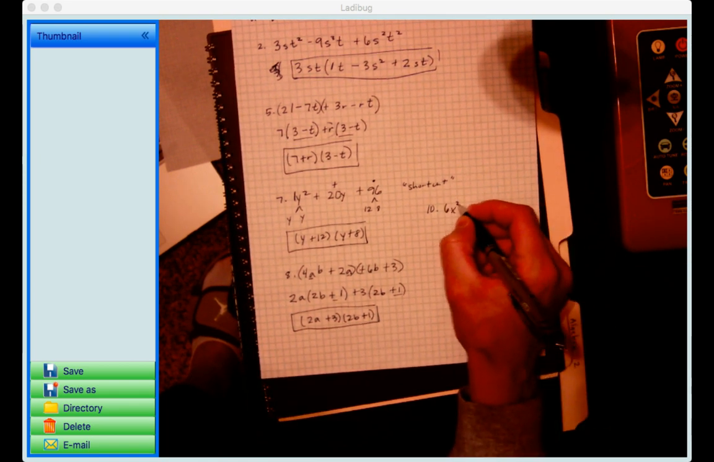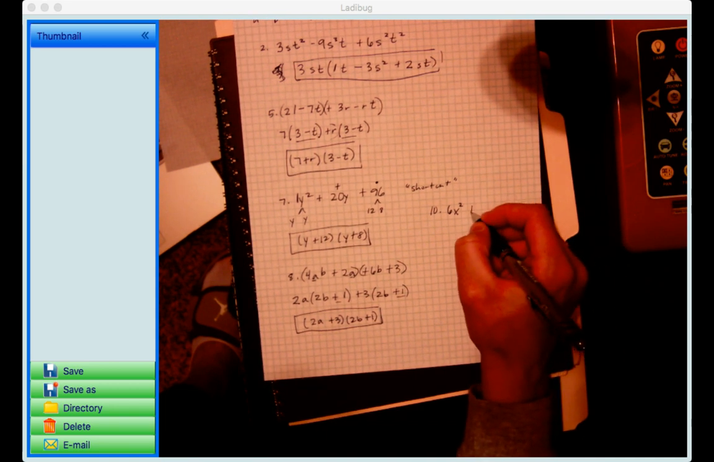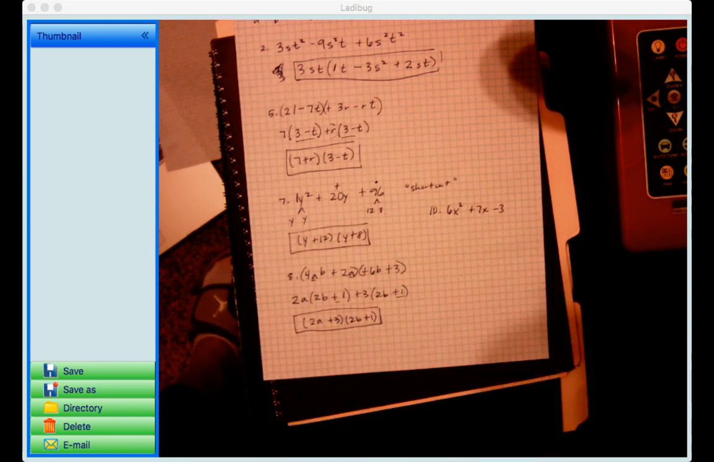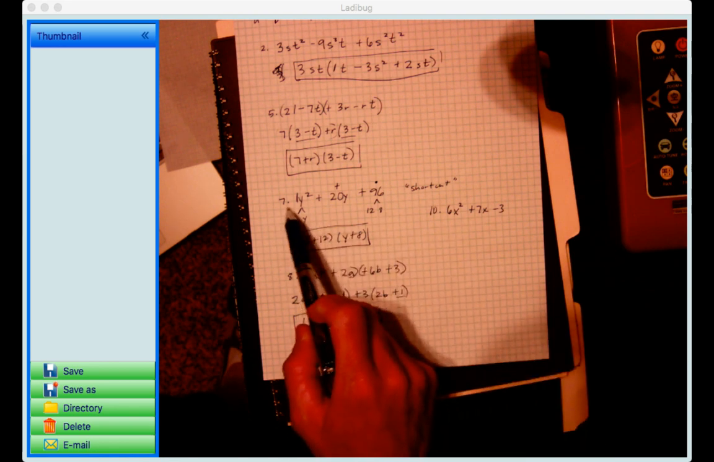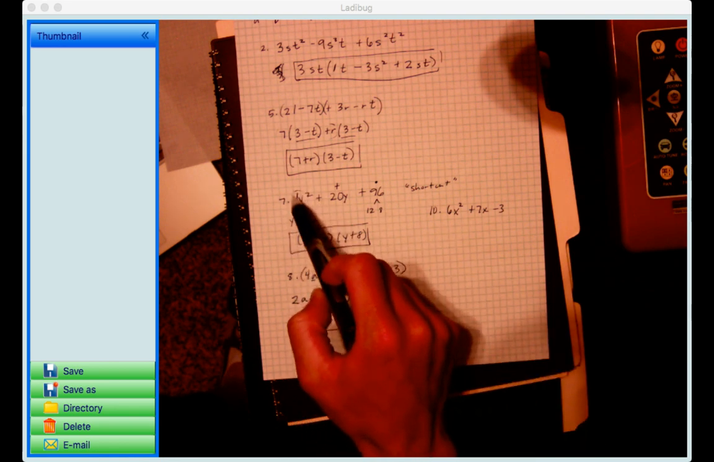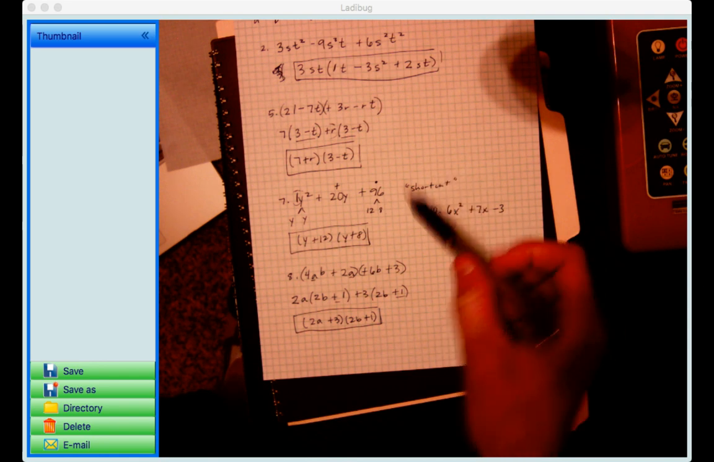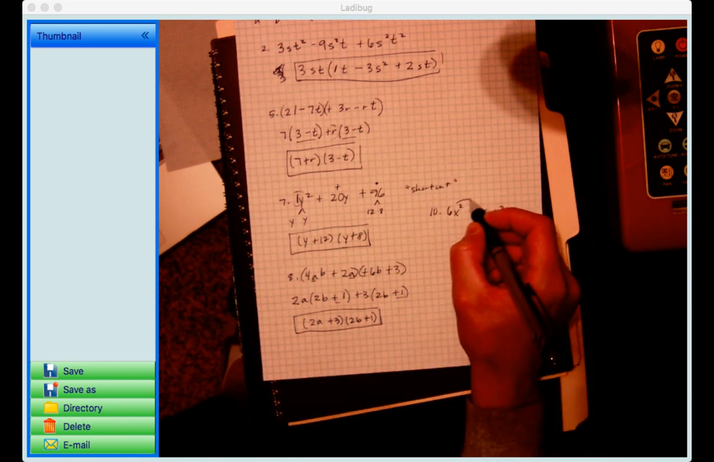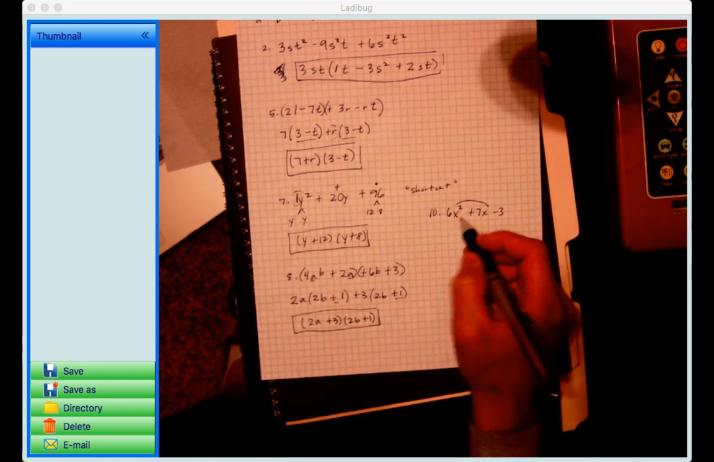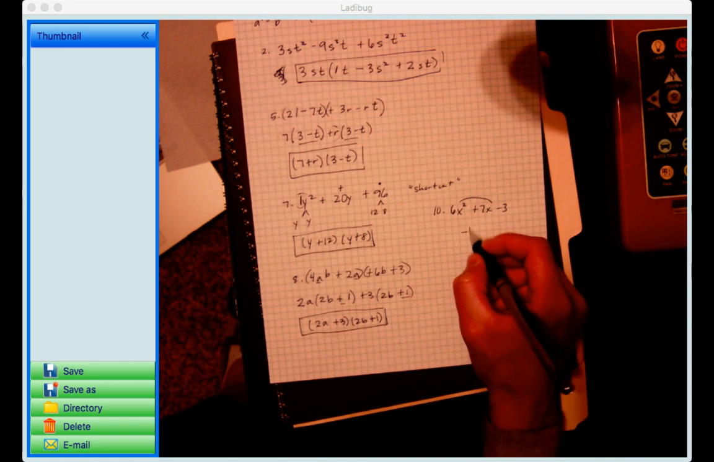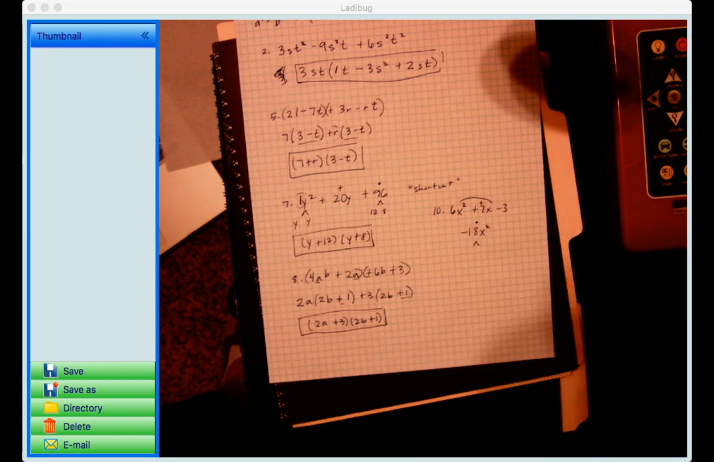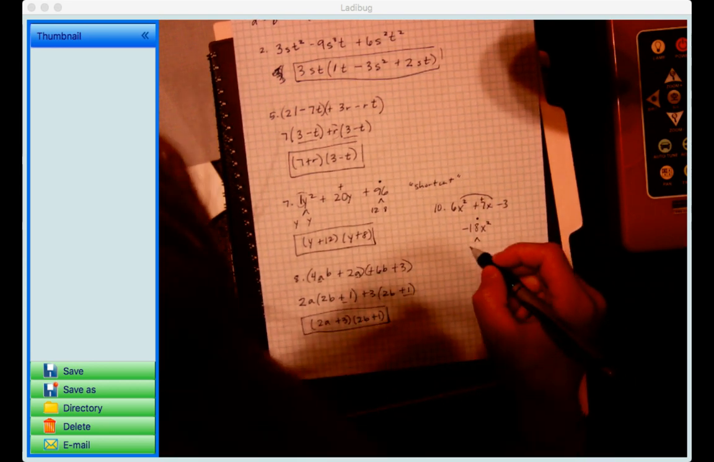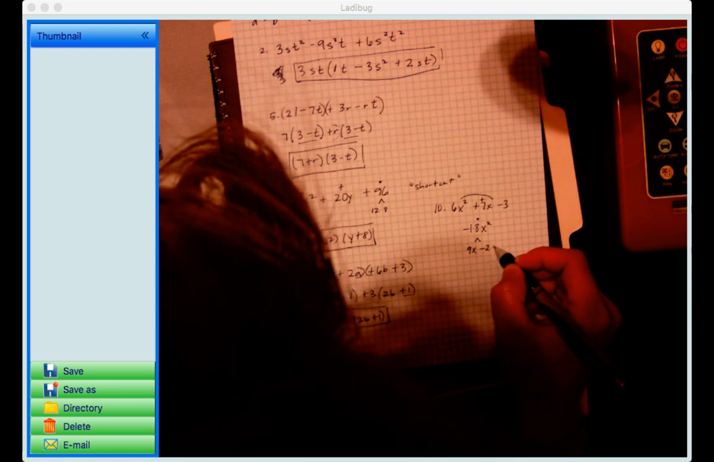6x squared plus 7x minus 3. So always check if you can take something out, which you can't. Now, if you look back at 7, this had a coefficient of 1. This does not. So if you remember, you have to multiply your first and your last. So 6x squared times negative 3 would give you negative 18x squared. And then multiples of this that add to 7, positive 7. So do a positive 9x and a negative 2x.